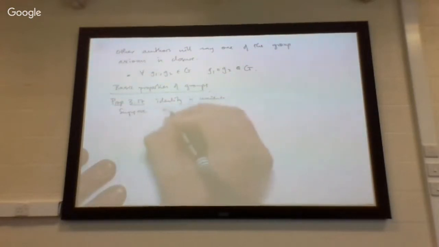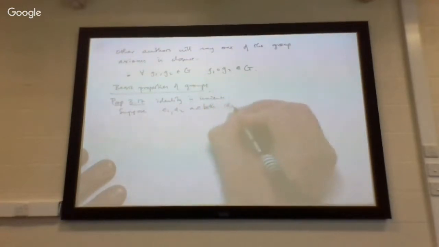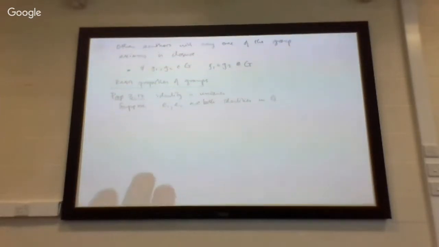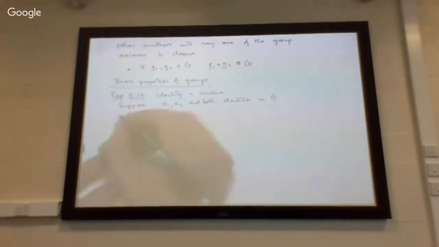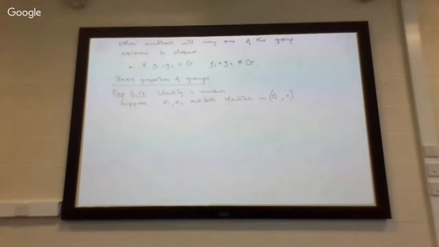Suppose e1 and e2 are both identities in a group G. My presentation might be slightly different to what he has in the book. We'll assume that the operation is circle. Pretty soon we'll drop the symbol for the circle and just write products, simply products of the variable names. We won't bother indicating a symbol for the operation when we're talking about these things in general. The identity is unique.